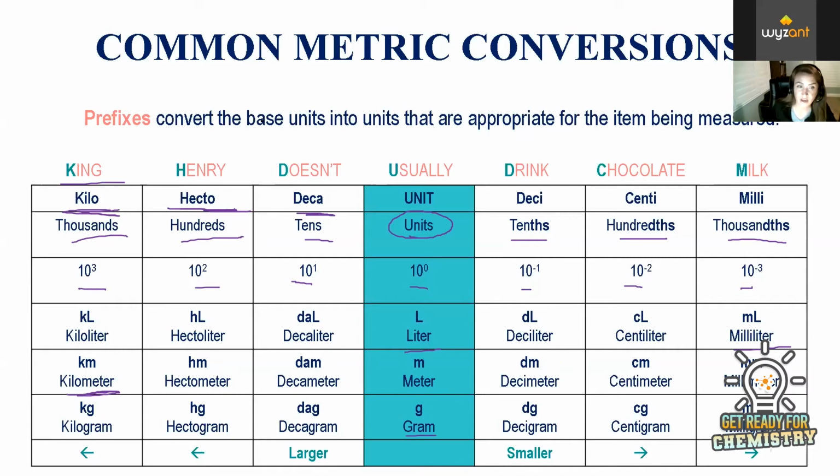So I use this mnemonic. It's called King Henry doesn't usually drink chocolate milk. There's definitely other mnemonics to go with this. However, you can memorize KHDUDCM, but this is a very common one that a lot of teachers will use. So if you can remember that, then you can remember the order of the units, and then you can easily convert between the metric system.